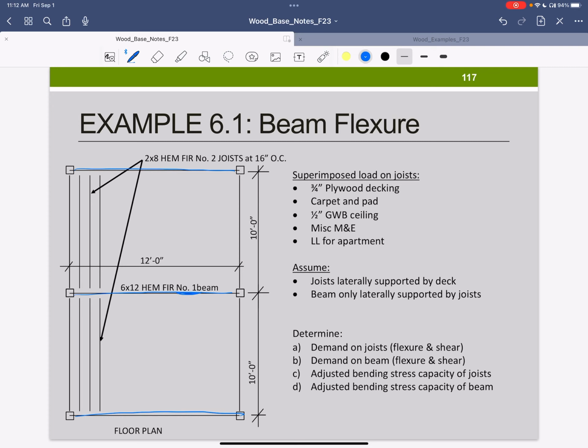Okay. Then in the other direction, we've got the joists. So those are running in this direction. And those are 2 by 8, hem fir, number 2. And they are at every 16 inches, so 16 inches on center.